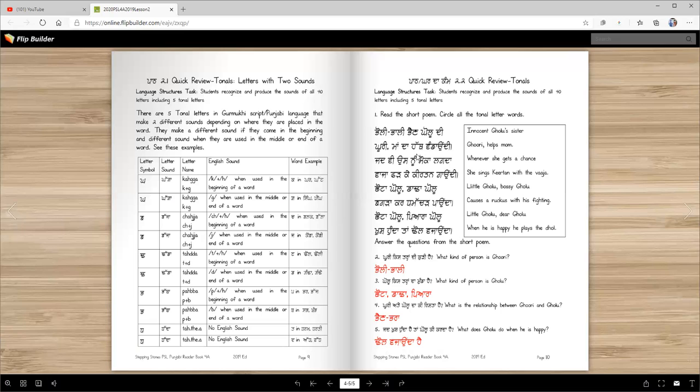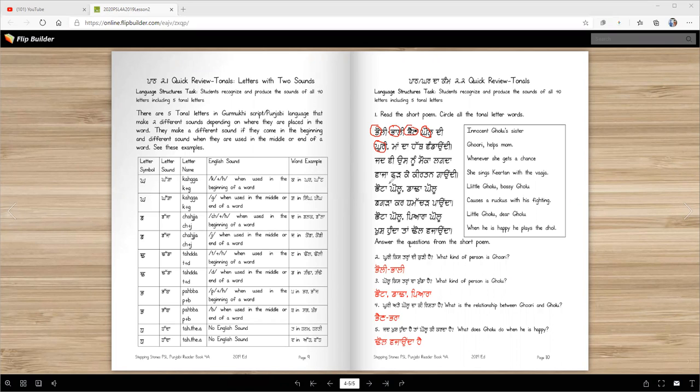What does this poem mean? Here are the meanings here. Okay, make sure you read them. Now let's do a little bit of exercise. Let's see what the tonal letters are here. Here is pabba. Here's another pabba. Here's another one, right? Here is another one, kagga, right? Kagga, kuri, right? So this is how you're going to circle all of them.